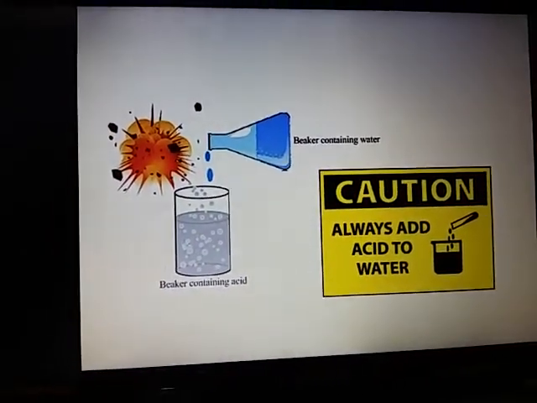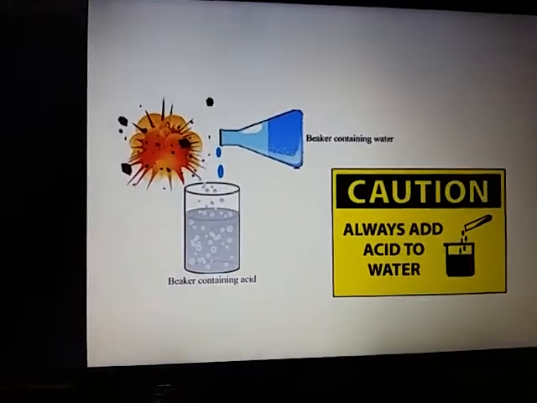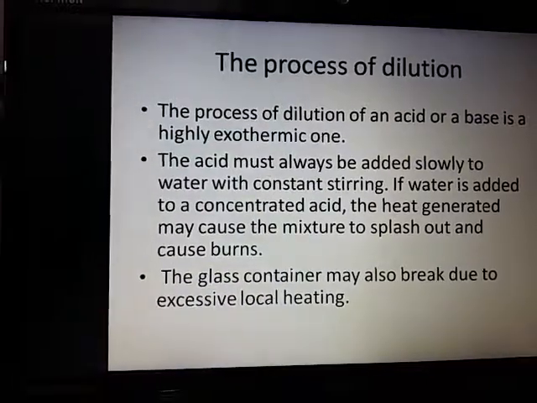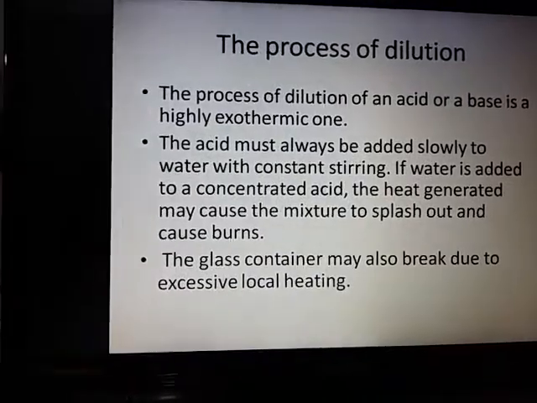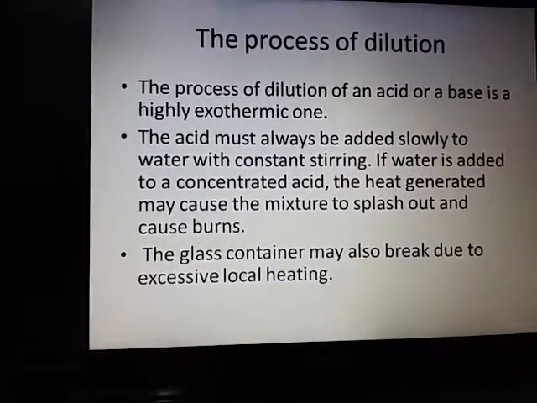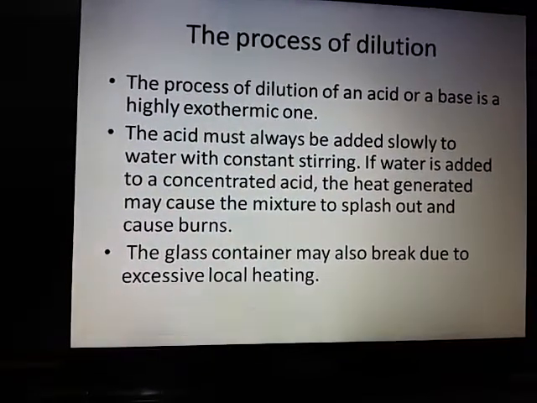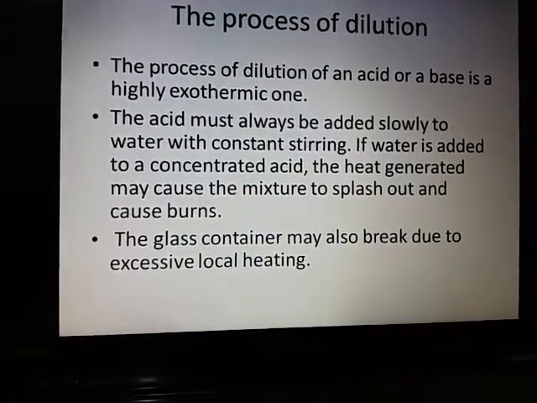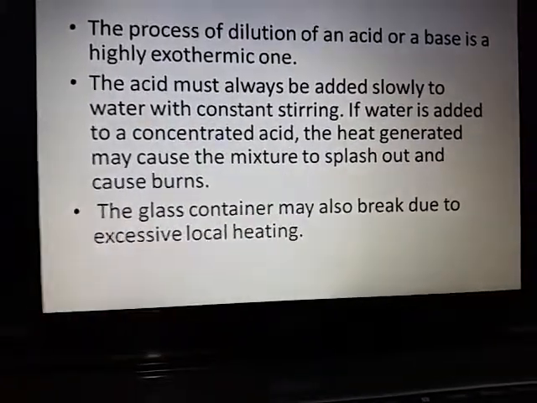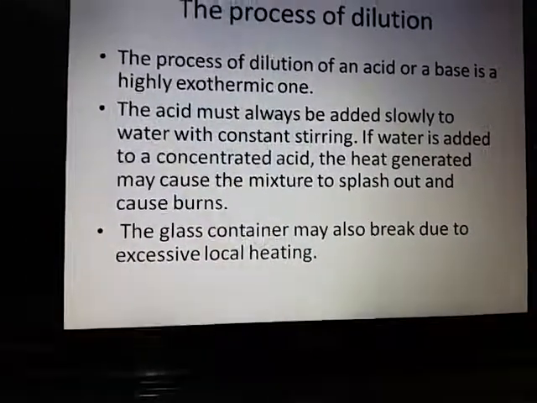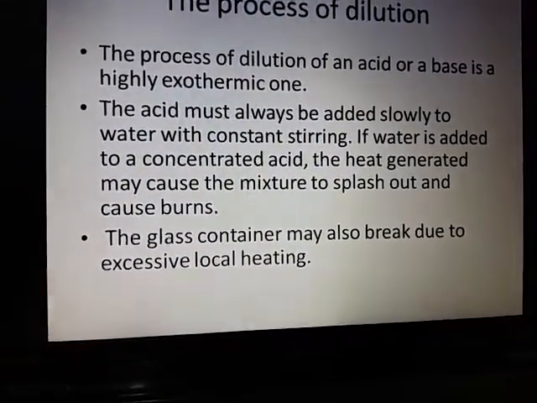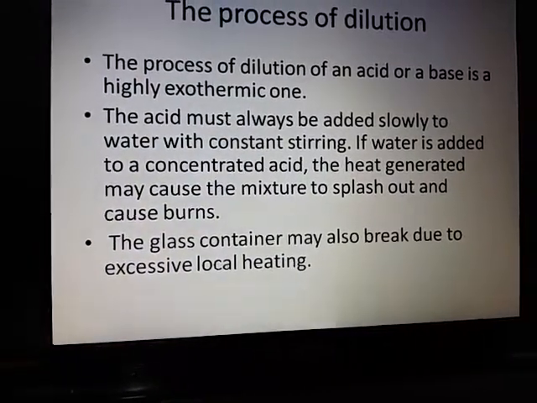Then what is the correct method? We should take water and then add acid drop by drop to it. Okay, so in the process of dilution, the acid must be added slowly to water with constant stirring, and we should go on stirring the solution to avoid local heating. If water is added to a concentrated acid, the heat generated may cause the mixture to splash out and cause burns. So the correct method is to add acid drop by drop with constant stirring, right?